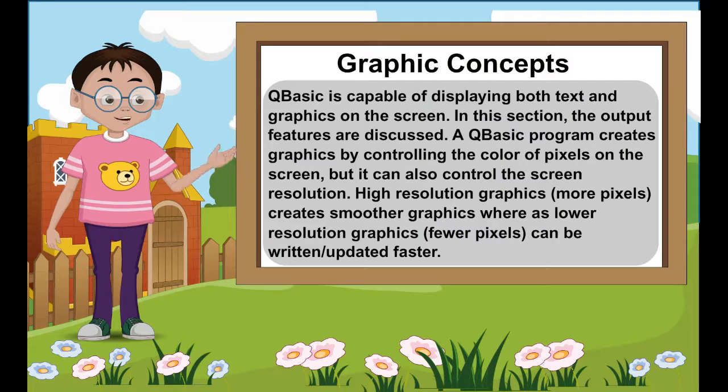Graphic concepts. QBasic is capable of displaying both text and graphics on the screen. In this section, the output features are discussed. A QBasic program creates graphics by controlling the color of pixels on the screen. But it can also control the screen resolution. High-resolution graphics, or more pixels, create smoother graphics, whereas lower-resolution graphics, or fewer pixels, can be written and updated faster.